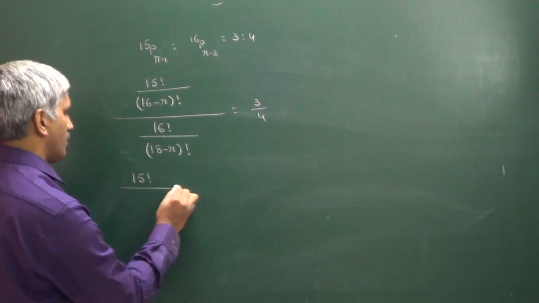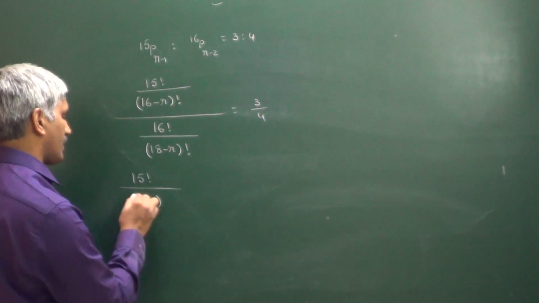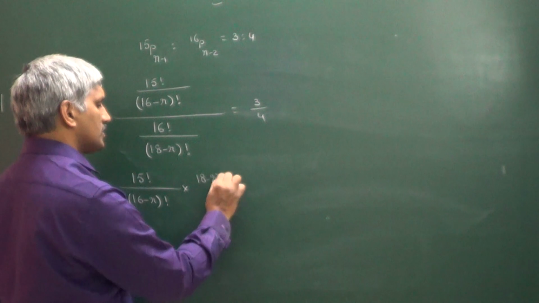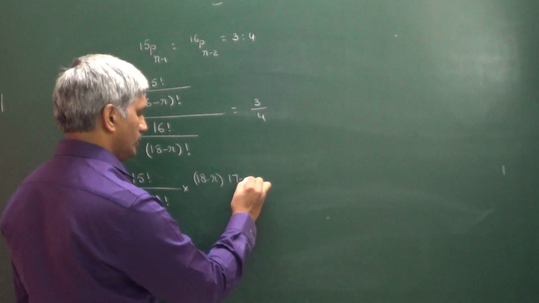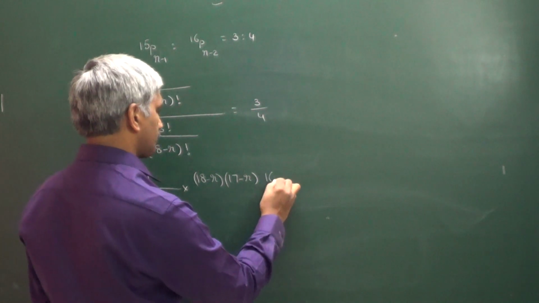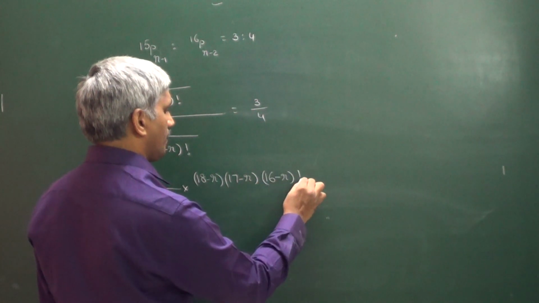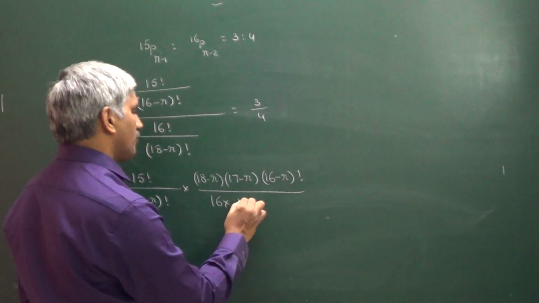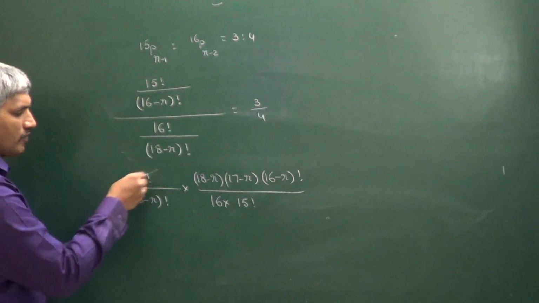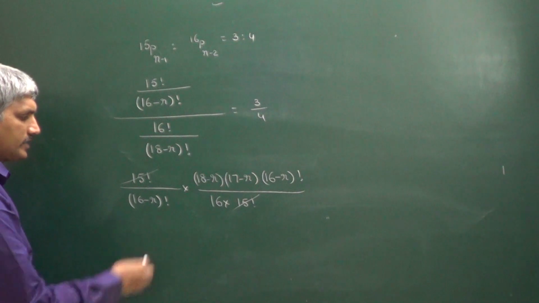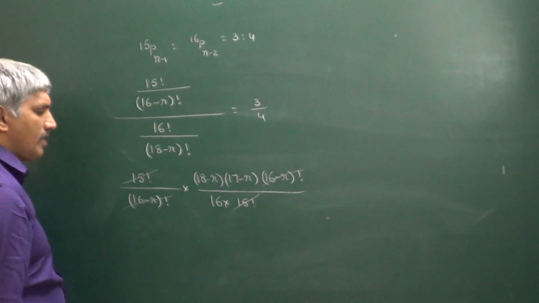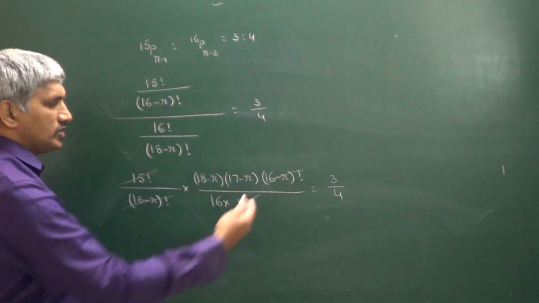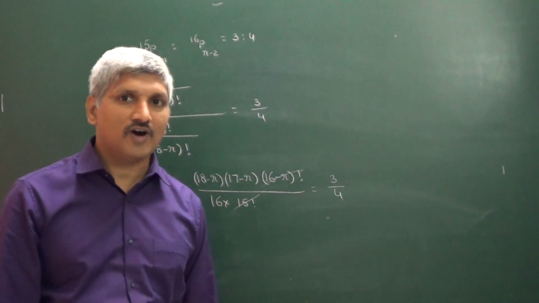15 factorial divided by (16 minus r) factorial, into (18 minus r) factorial, which can be written as (18 minus r) into (17 minus r) into (16 minus r) factorial, by 16 factorial, which can be written as 16 into 15 factorial. Here 15 factorial cancels, and (16 minus r) factorial cancels. You will get 3 by 4. Now from this equation you can find out the value of r.